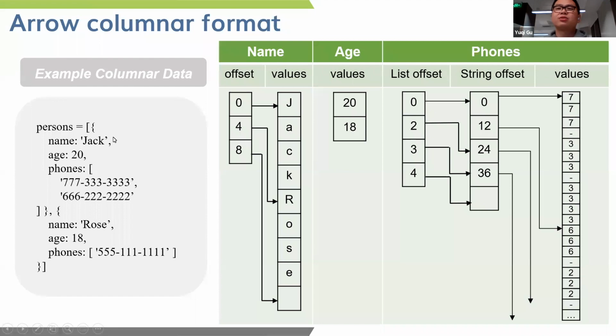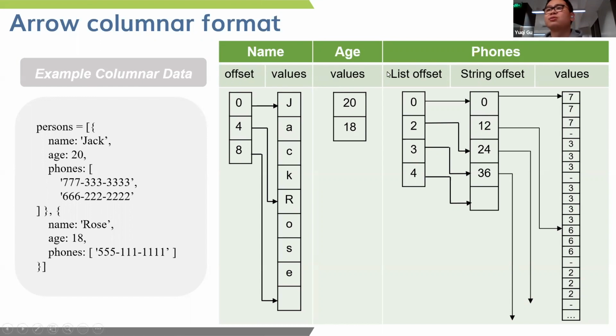This data is one person. It's some persons. The name is Jack, with roles, their age, and their phones. In Arrow columnar format, Arrow puts name data together, age data together, and phones together as different columns.